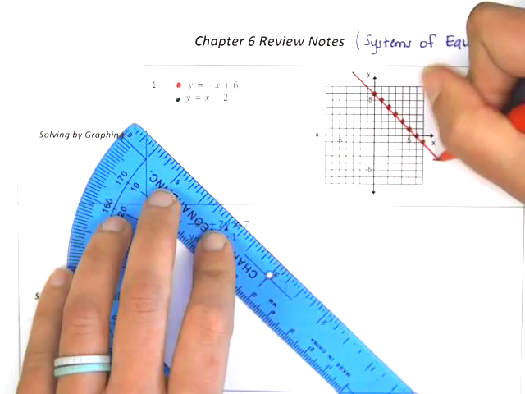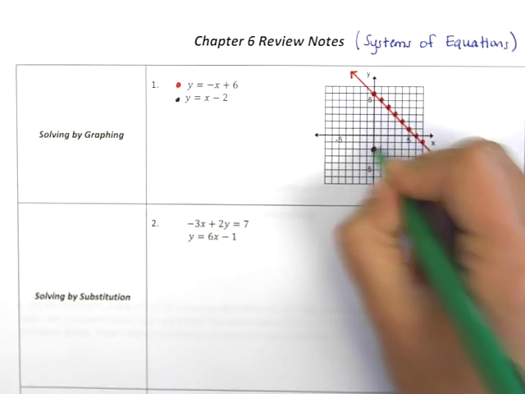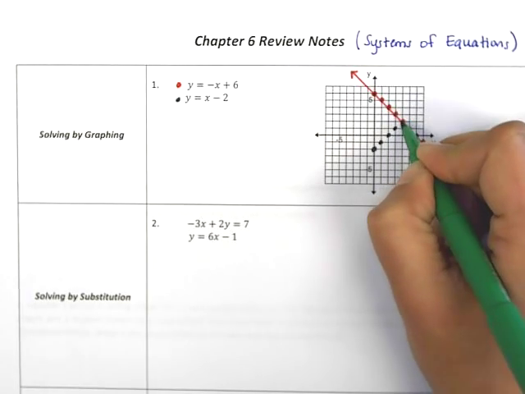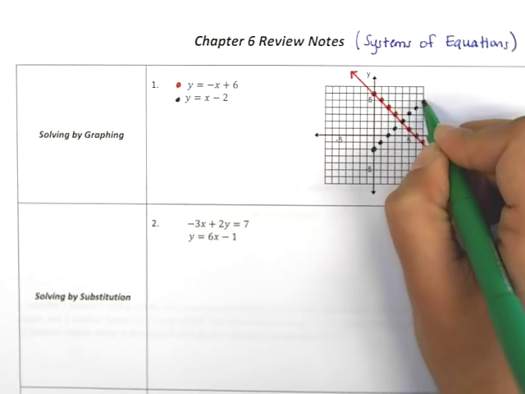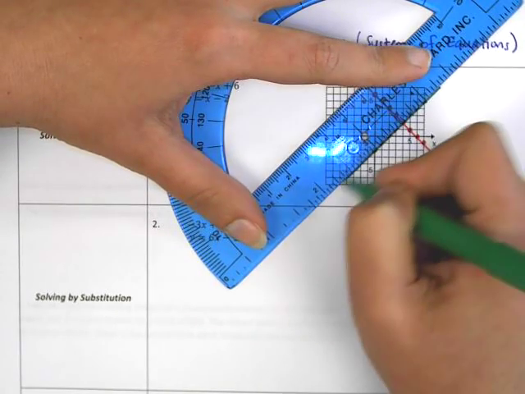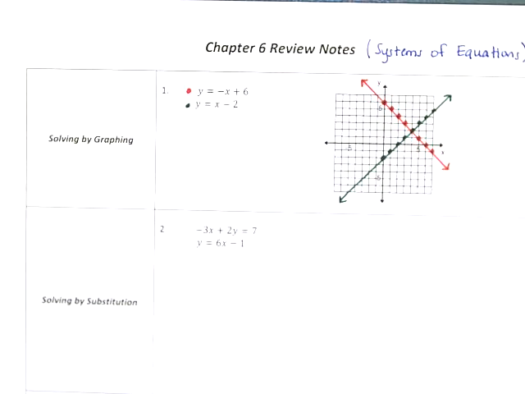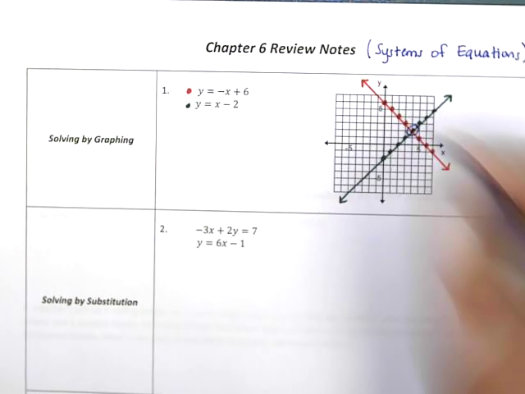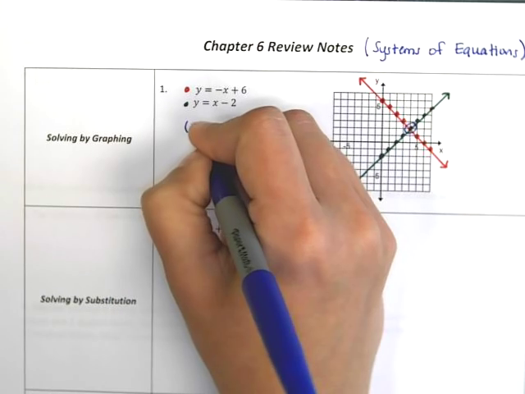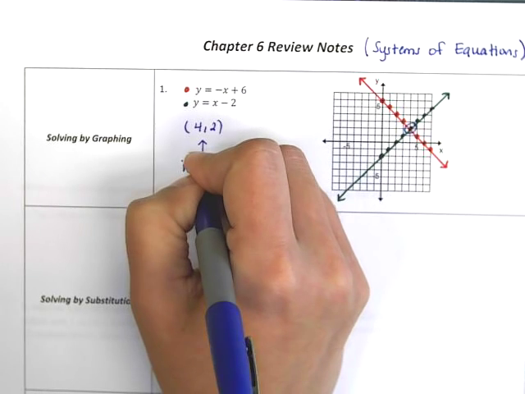For the second line here, I would start by putting a dot on the negative 2, and then go up 1 over 1, up 1 over 1, up 1 over 1, and draw my line. Now the solution to a system of equations is a point where the 2 equations intersect. So my solution here would be the point (4, 2), because that is the intersection point.